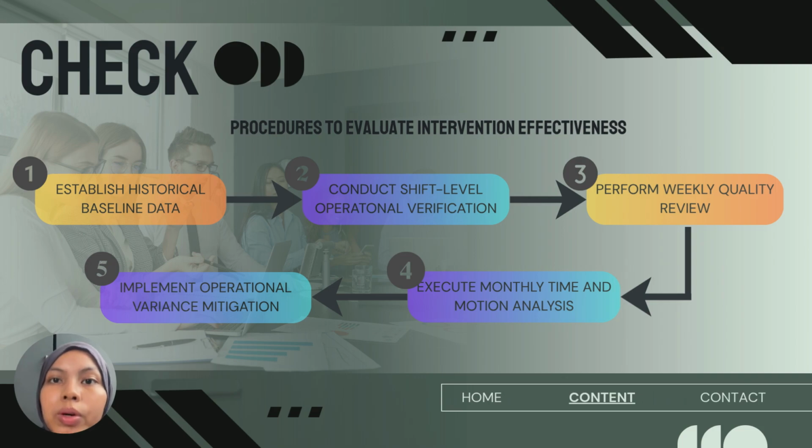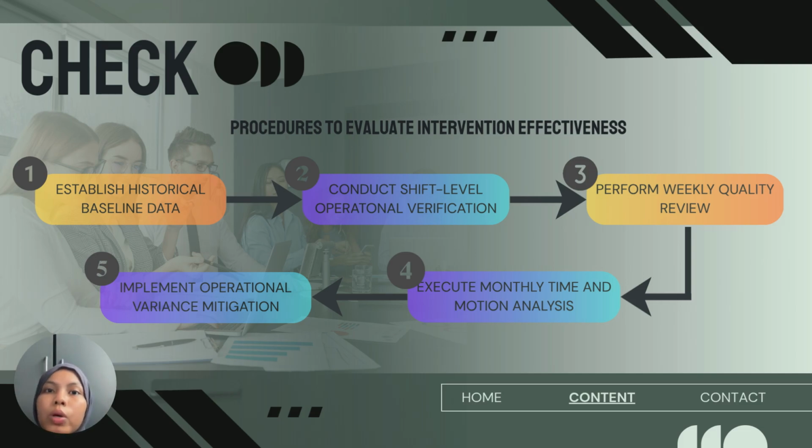So step one, Proton established a historical baseline by collecting past operational data such as equipment downtime and labor productivity. This provides a clear comparison between performance before and after the lean implementation. So step two, the line supervisor conducts shift level operational verification twice a day to ensure the operator follows standardized work procedures and completes their pre-shift maintenance check.